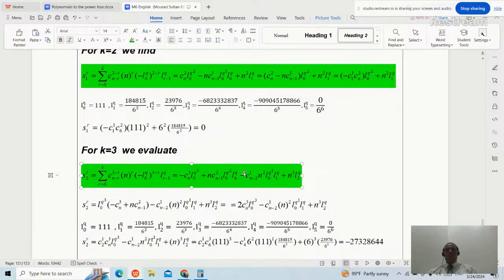Why is that a negative sign? Because a negative number raised to an odd power will be negative. That's why we put here a negative sign. Plus, when n equals 3, all of this will be removed. So it will be n cubed multiplied by L2 of Q cubed.